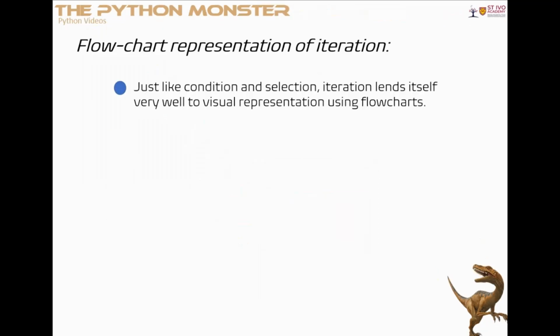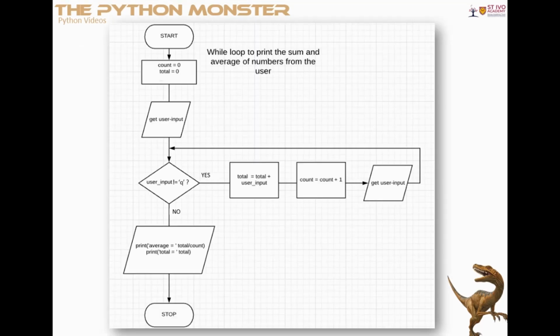So from the perspective of your GCSE computer science guys, it is quite important that you are comfortable and confident being able to create and interpret flowcharts, not just for condition and selection, so that's the if-else statements that we've looked at previously, but also for iteration as well. And just like condition and selection, iteration does lend itself very well to the visual representation of sequencing of code using those flowcharts.